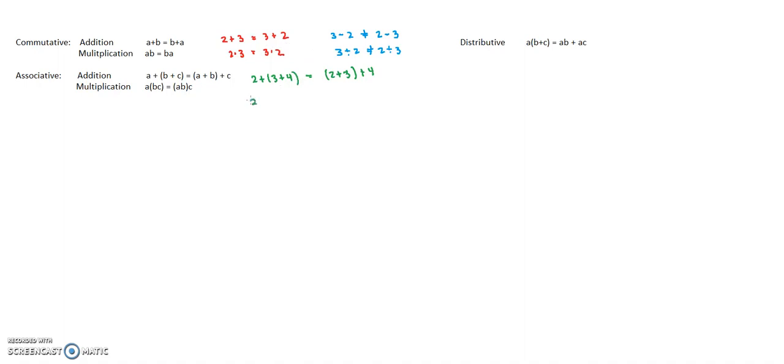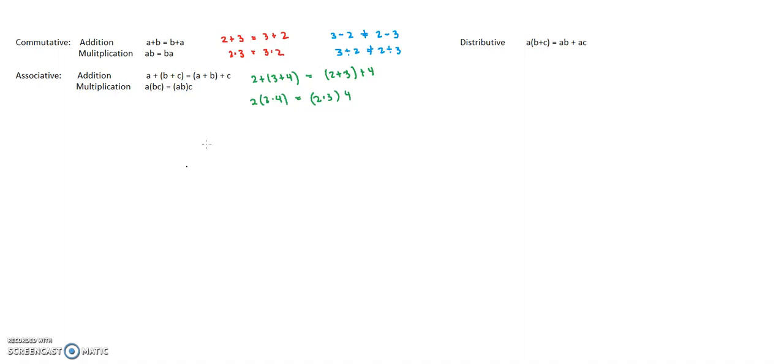And then for multiplication, we'd have 2 times 3 times 4 is the same as 2 times 3 times 4. So 2 times 12 is 24, 6 times 4 is also 24. So the associative property works as well for addition and multiplication.